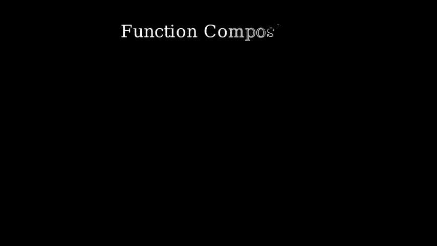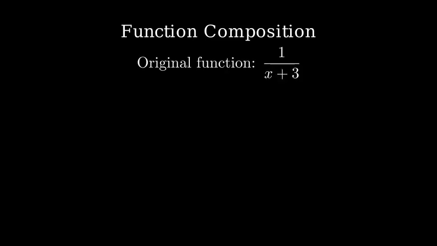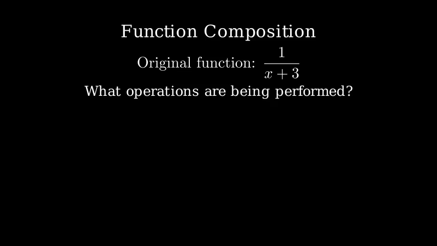Let's learn how to express the function 1 over x plus 3 as a composition of two functions f of g of x. We'll start with our original function, 1 over x plus 3. To break this into a composition of two functions, we need to identify what operations are being performed and in what order. Let's think about the steps that happen when we evaluate this function.